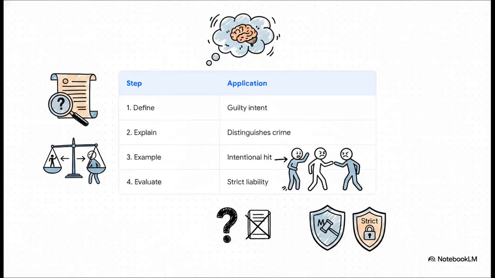Say you get an essay question on mens rea. Your answer should seamlessly walk right through this exact framework. Step 1, define. It is the guilty mind or intent. Step 2, explain. It is used to distinguish between an accident and a crime. Step 3, example. The difference between bumping into someone accidentally versus intentionally hitting them. And Step 4, evaluate. Contrast it with strict liability, where intent doesn't matter. If you walk through this exact framework, I guarantee you confidently nail those complex essay questions.